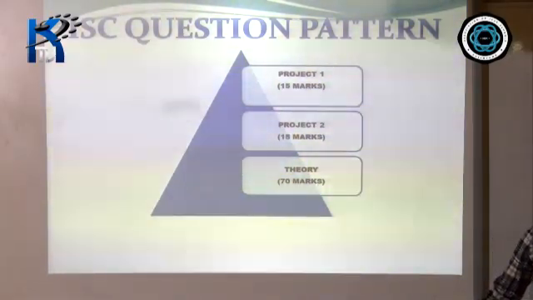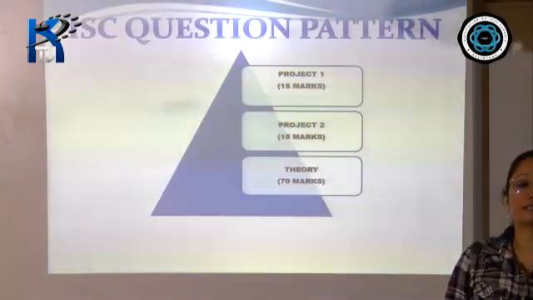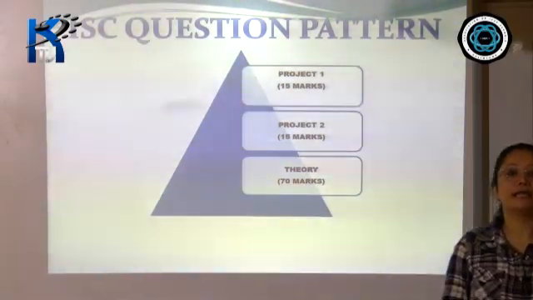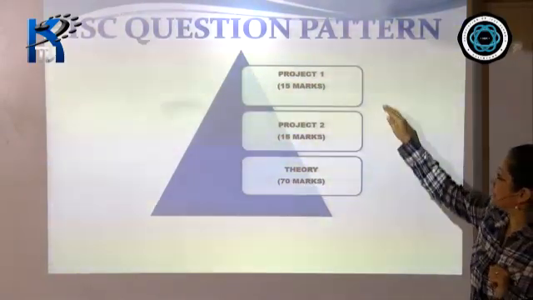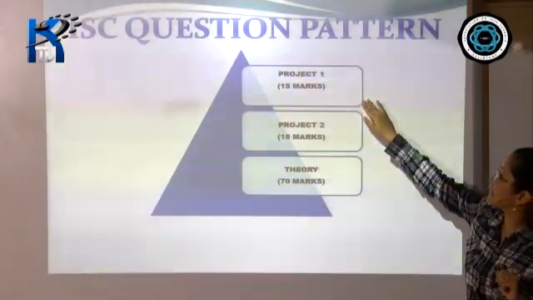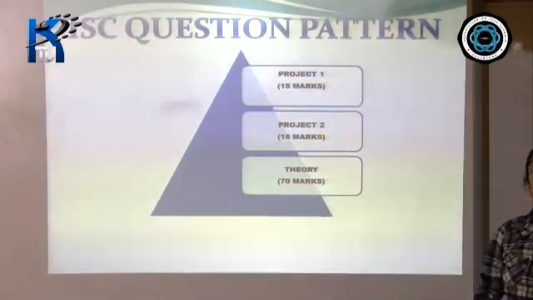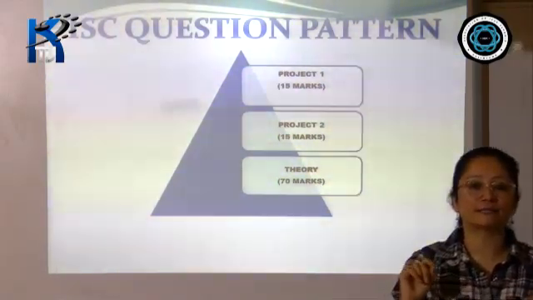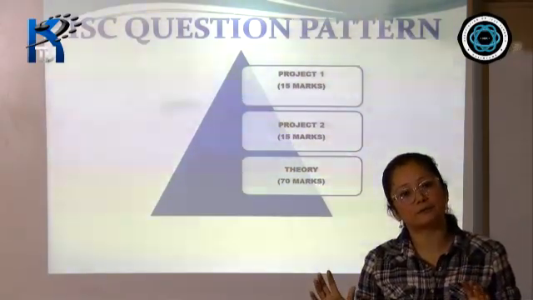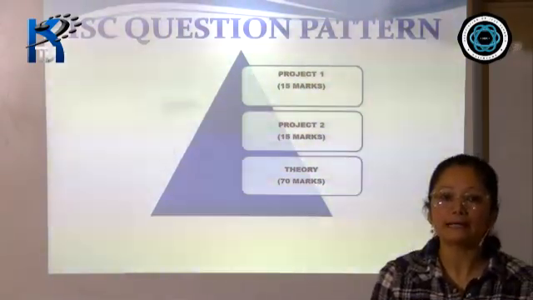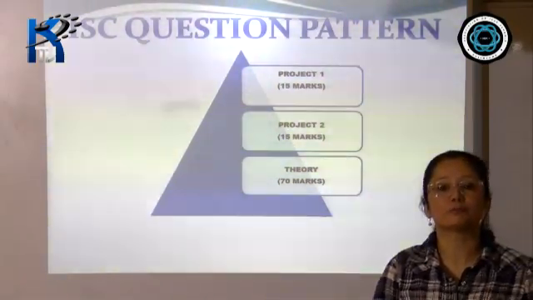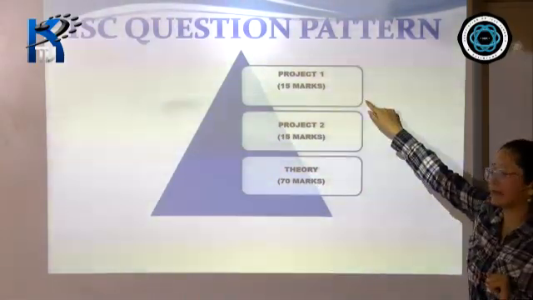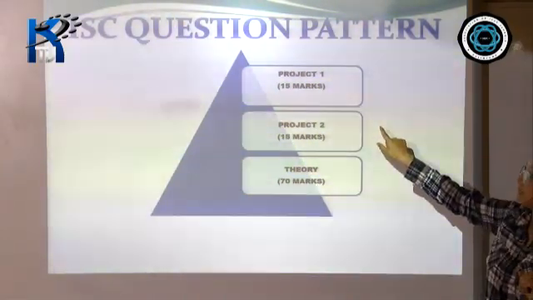You have 2 papers. One is paper 1, which consists of 30 marks, project, and the other one is paper 2. Let me come to paper 1 first. In paper 1, which carries 30 marks, you have to do 2 projects. Now the topics for the projects are already there in the syllabus. Your teachers will go through it and will let you know what topic you have to prepare on. So you have to do 2 projects, each carrying 15 marks, which makes it 30.